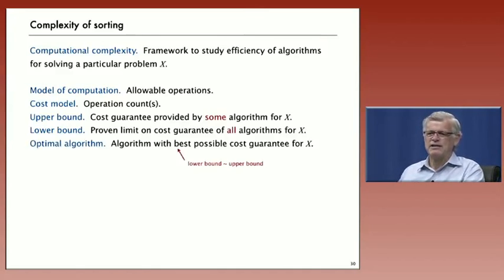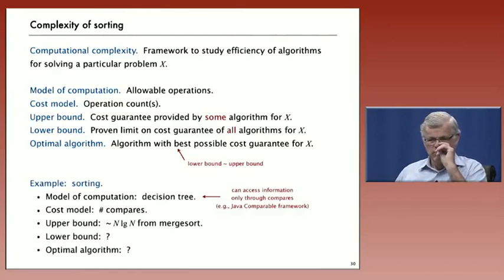Now what we seek ideally is what's called an optimal algorithm, where we prove that the upper bound and the lower bound are the same. That's an algorithm that we know has the best possible cost guarantee. That's the ideal for solving any problem. So for sorting, let's look at what each of these are.